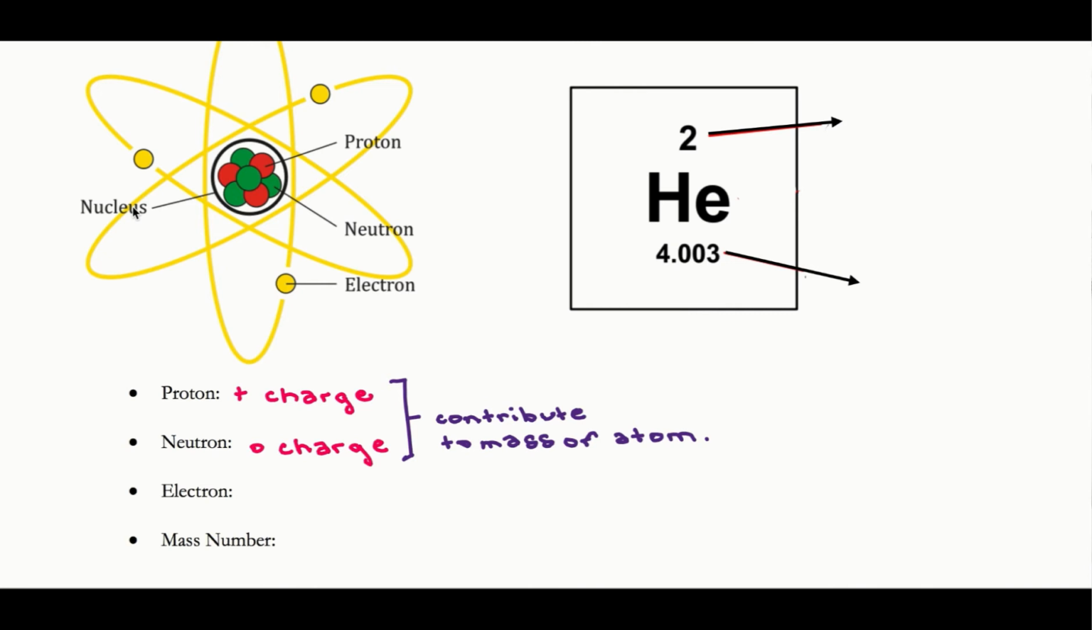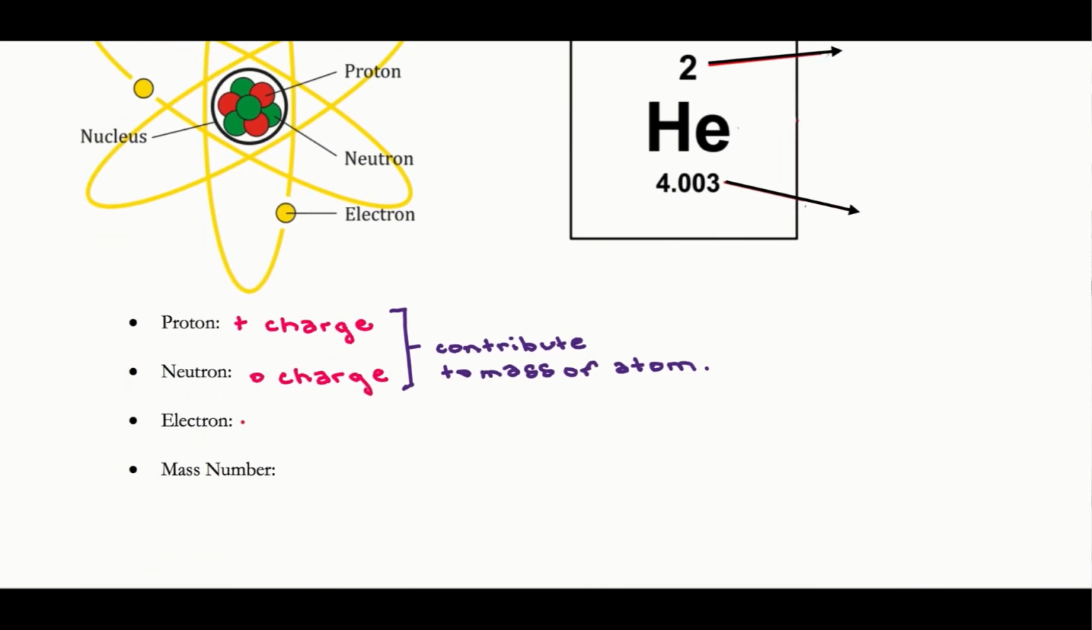So what do we need to know about electrons? Well, we know that electrons are negatively charged. Okay? And while protons and neutrons contribute to the mass of an atom, electrons don't. That doesn't mean that electrons don't have a mass. They do. It's just so small, we consider it to be insignificant.